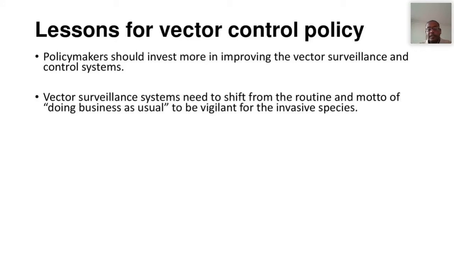Also, vector surveillance teams in Africa need to shift from doing business as usual, because that's how we missed detecting and reporting Anopheles stephensi as early as it could have been possible. Therefore, they need to be more vigilant for invasive species and pay attention to monitoring their spread and distribution, not only for Anopheles stephensi, but also for Aedes adults, which is very alarming for arboviral disease transmission in the area.